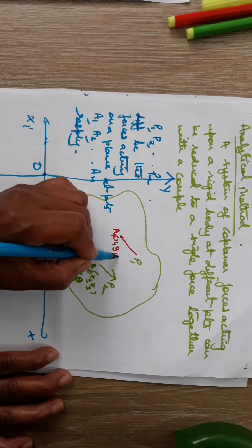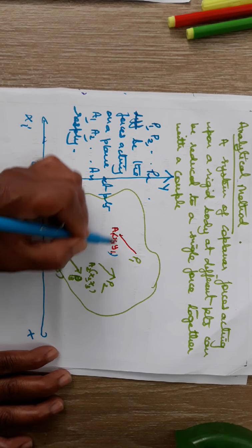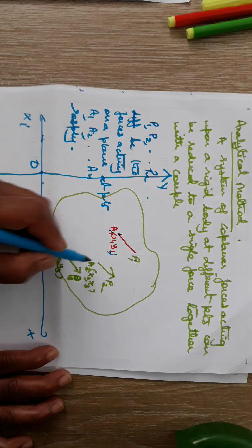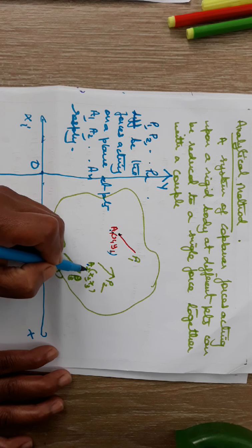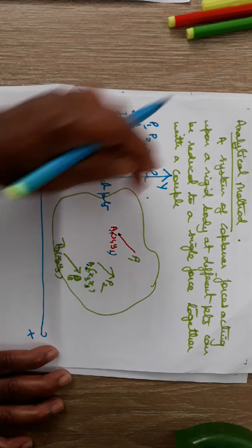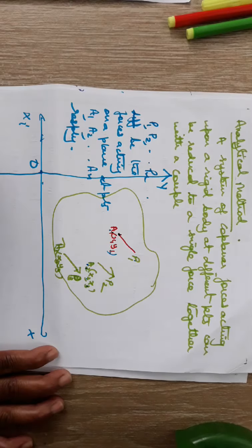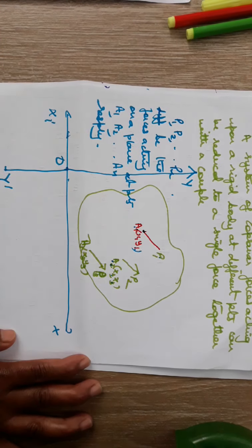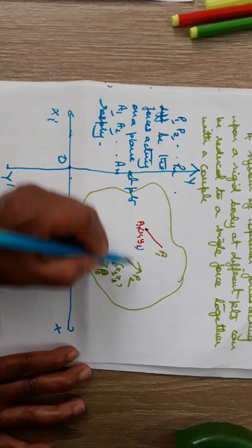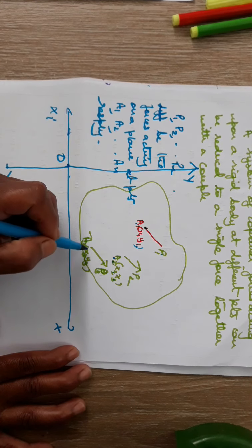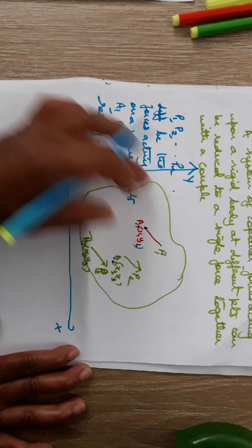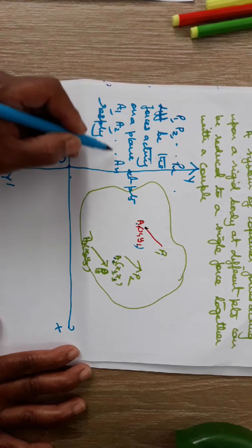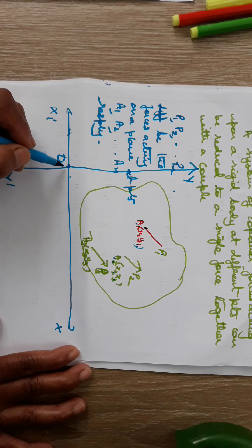Now let x1, y1 be the coordinates of the point A1 where the force P1 is acting, and let the coordinates of the point A2 be x2, y2, with reference to this coordinate axis XOY. Similarly x3, y3 and so on are the coordinates of the points A3 and the rest, with respect to the axes.